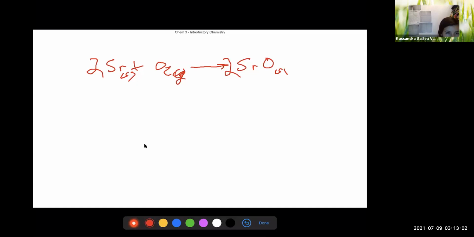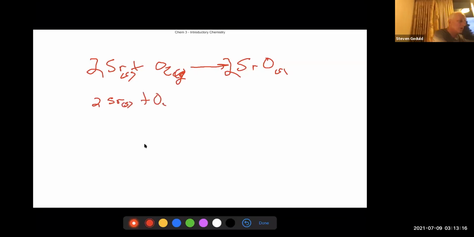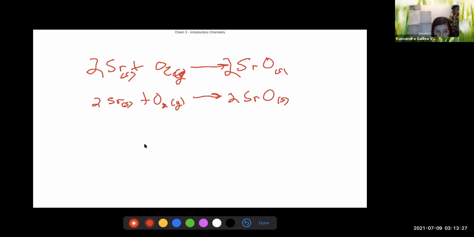Wait, so next to the O2, that's a G right there? It's not an S? No, it's a G. Oxygen's a gas. So it'd be 2 Sr, solid, plus O2, gas. Oxygen's a gas, goes to 2 SrO, solid. There. Is that better? Yeah, thank you. Sometimes it's hard to read. No, my writing's terrible.